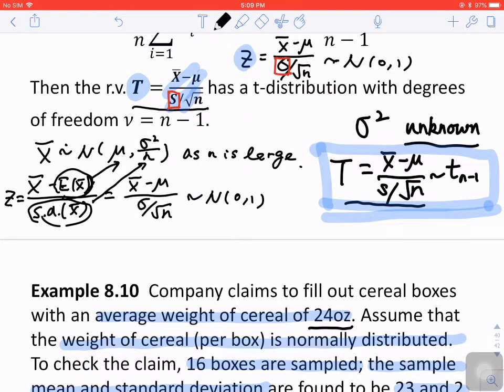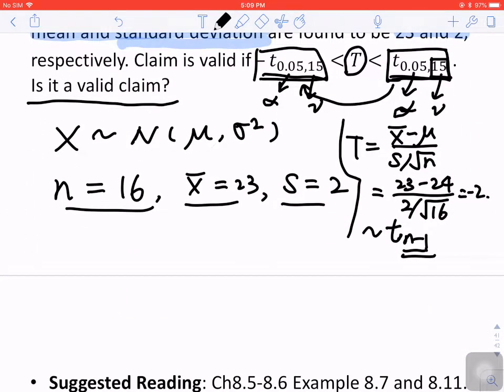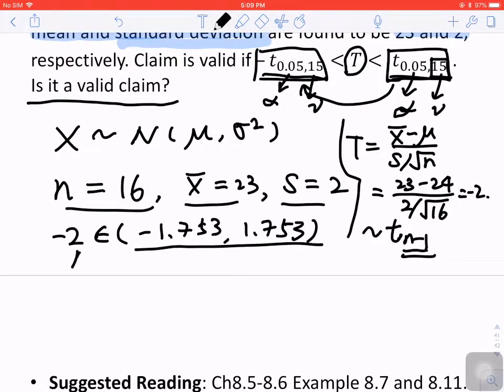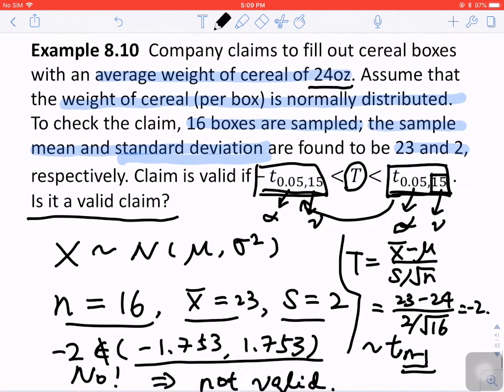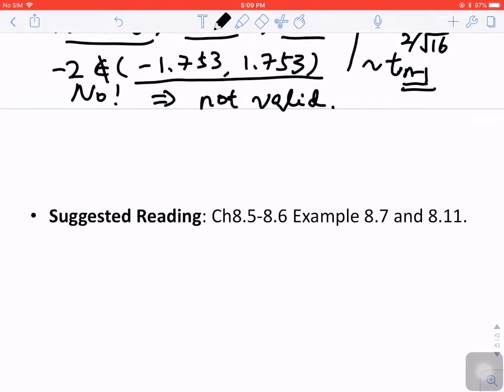1.753. Okay, so basically this question is to ask whether negative 2 belongs to negative 1.753 to 1.753. Does it belong to this range? No, right? It does not belong to this range. So the claim is not valid, right? Okay. So that's the example 8.10.